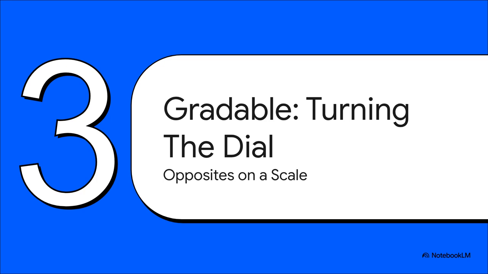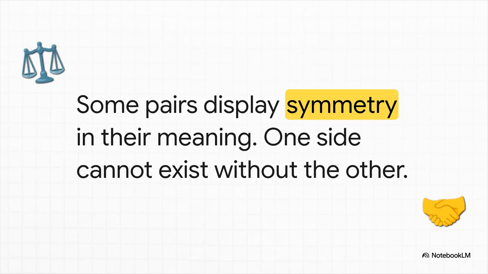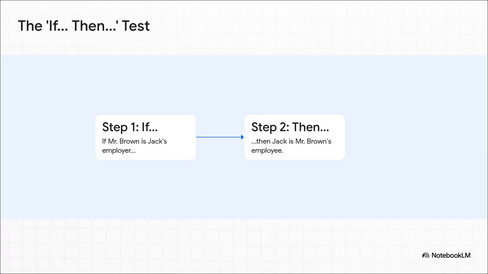But there's a third major type of opposite, and this one is all about relationships. For this last category, I want you to picture a seesaw. For one side to be up, the other side absolutely must be down. They are totally dependent on each other. One side's very existence implies the other's. They're two halves of the same whole, locked in this perfect symmetrical relationship. These are called relational antonyms, and you can spot them with a super simple if-then test.